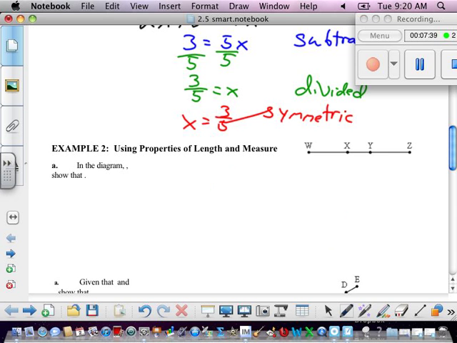Okay. In the diagram, we know that W to Y is the same as X to Z. And we want to show that, so we're trying to show, we don't know, that WX and YZ are the same. Okay, so the first thing we do, draw that line down the middle, and we're going to do statements and reasons.